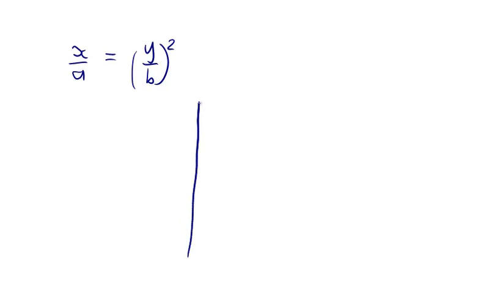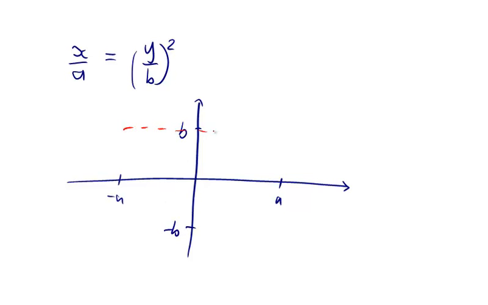What if I switch the x's and the y's? What if I had x on A equals y on B squared? We'll do the same thing as always. Mark A and minus A, B and minus B, and draw a box. And this time, the parabola points in this direction.